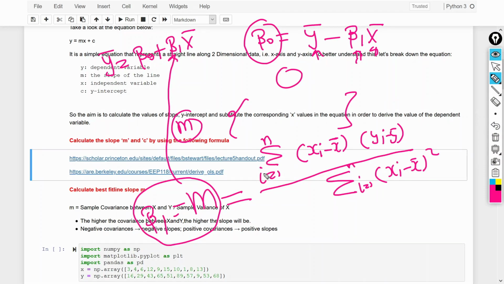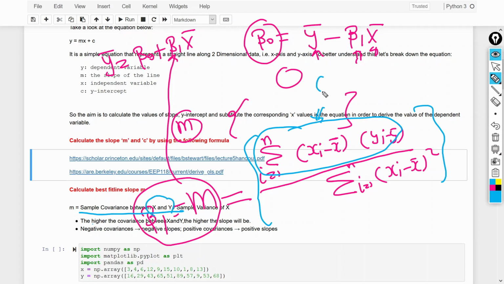This is the formula we are going to use to calculate the m. The upper portion is called the covariance between x and y, and the lower portion is called the variance of x, the sample variance of x.